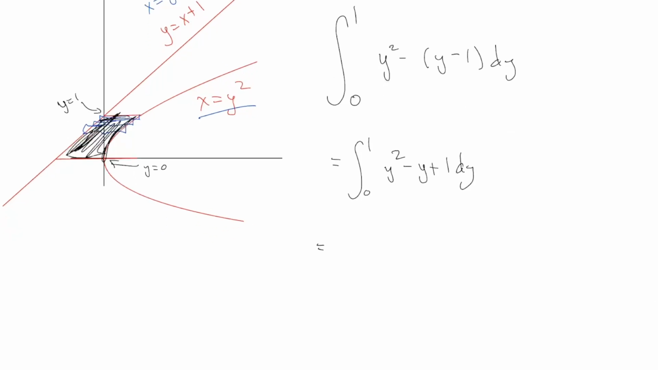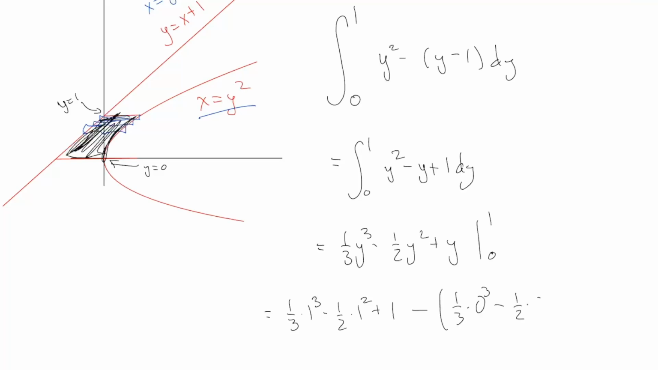It's going to be 1/3 y cubed minus 1/2 y squared plus y, plugging in 0 and 1. I hope everybody is feeling good about doing basic antiderivatives like that. And then we plug in 1, and then we subtract, and we plug in 0. So it's going to be 1/3 times 1 cubed minus 1/2 times 1 squared plus 1. Subtract all zeros; this is all just going to be 0. There you go. 1/3 minus 1/2 is negative 1/6. I think this is 5/6 if you simplify it out, although I don't really care about that.